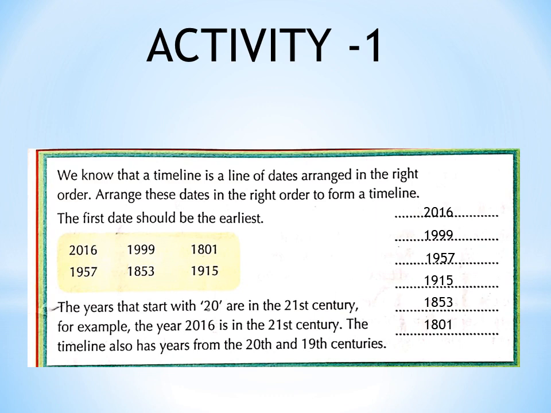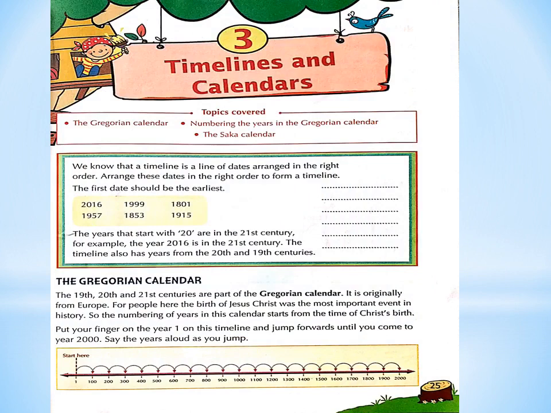Let us move to the chapter itself. The Gregorian calendar. The 19th, 20th and 21st centuries are part of which calendar? It's called the Gregorian calendar. It is originally from Europe. Where does this calendar belong to? All of you tell me. This calendar belongs to Europe. It is originally from Europe.